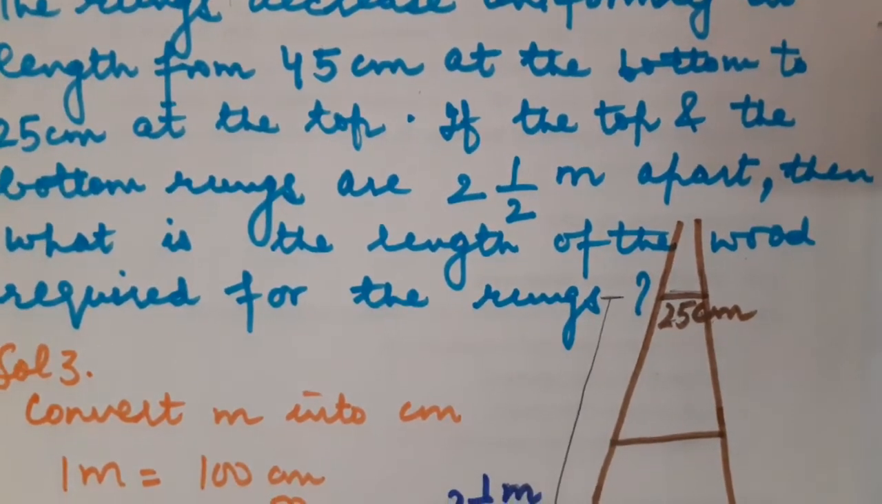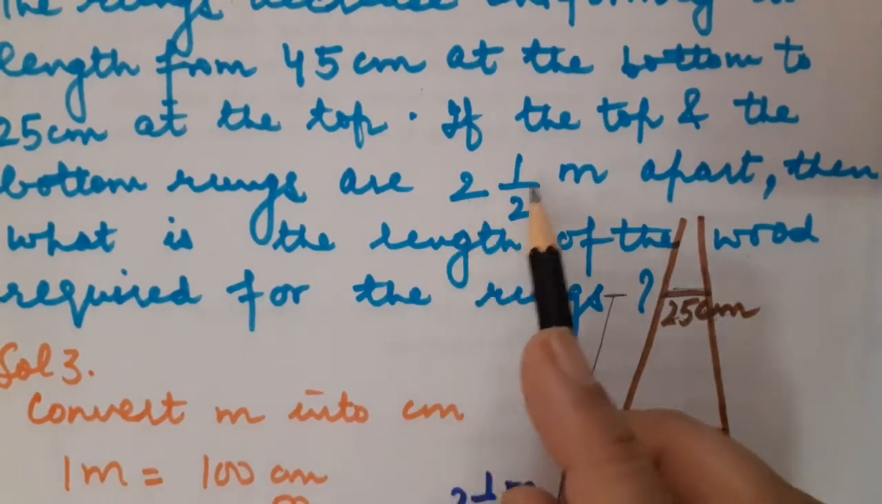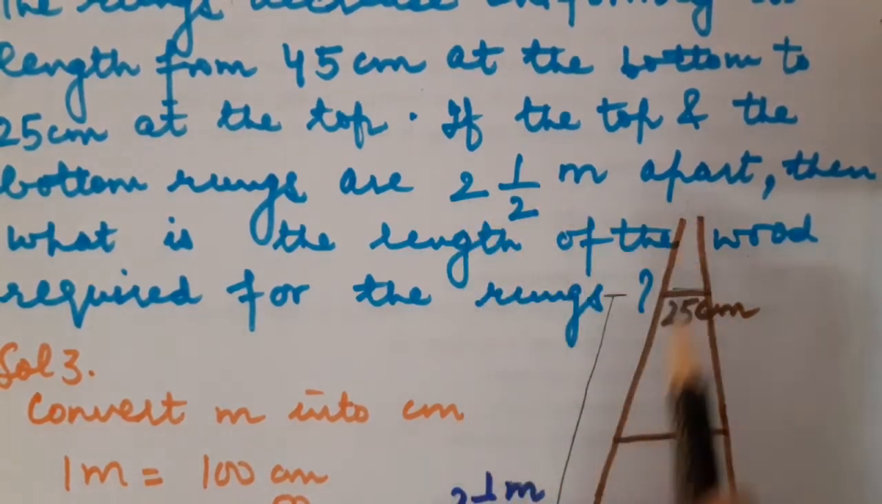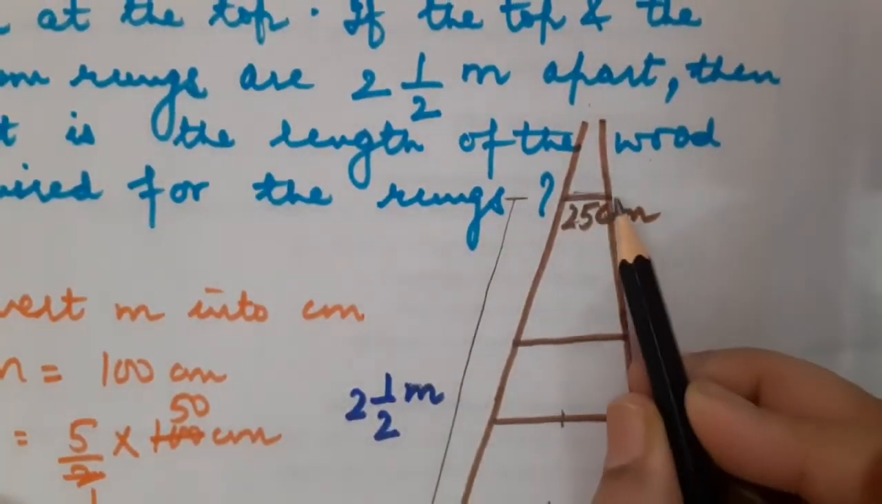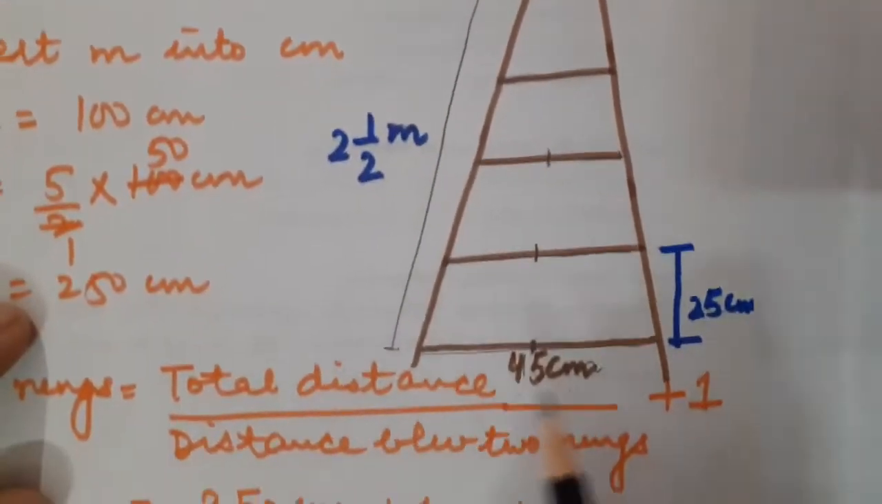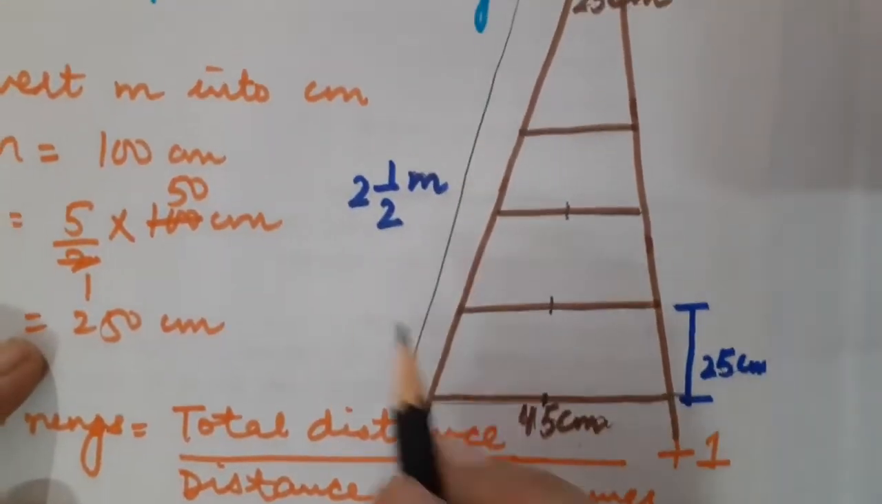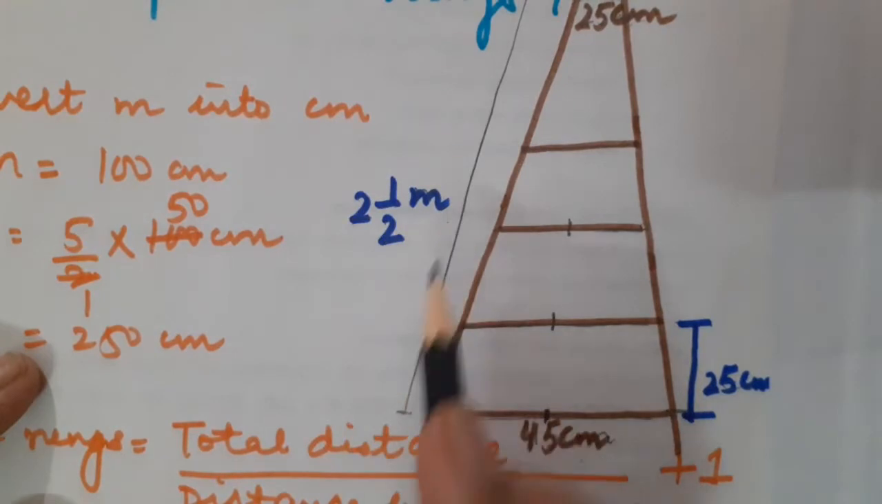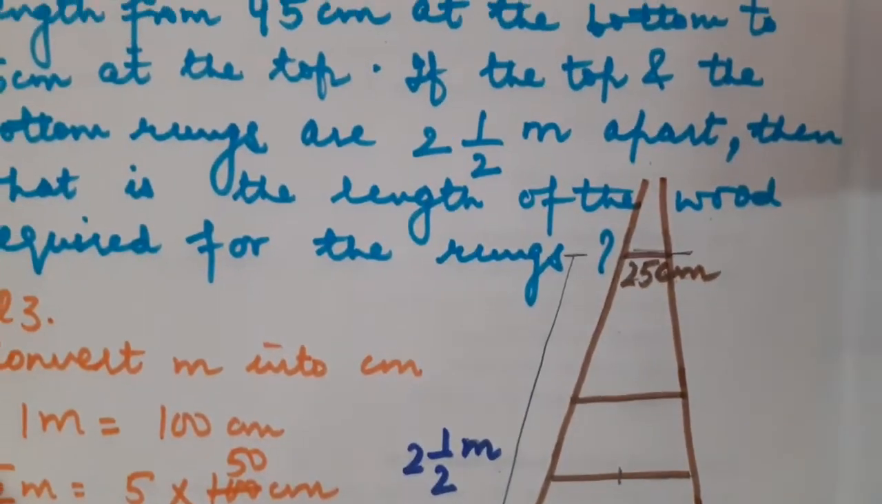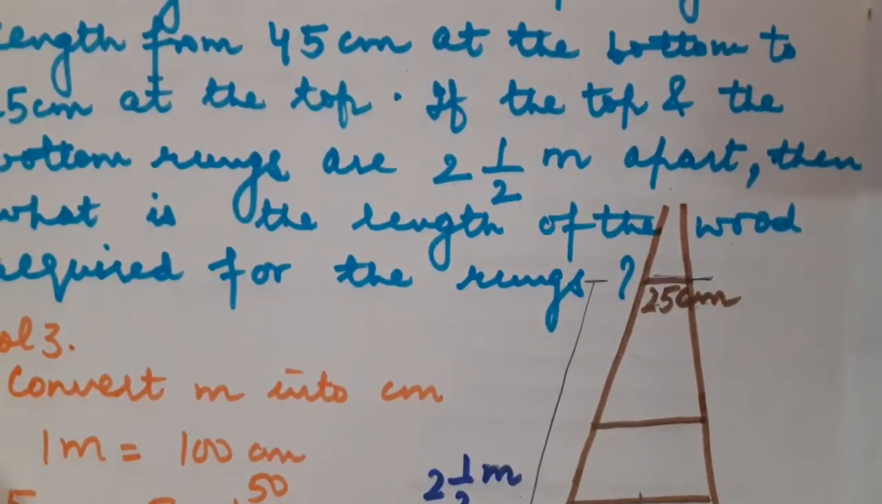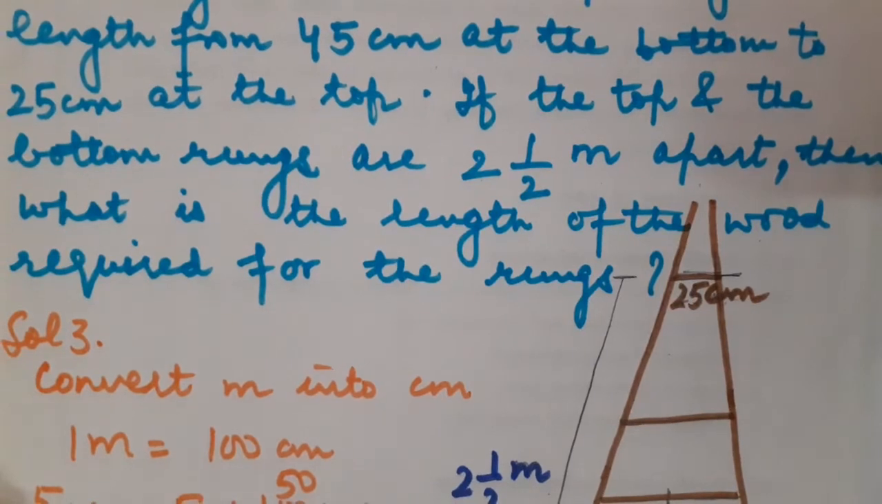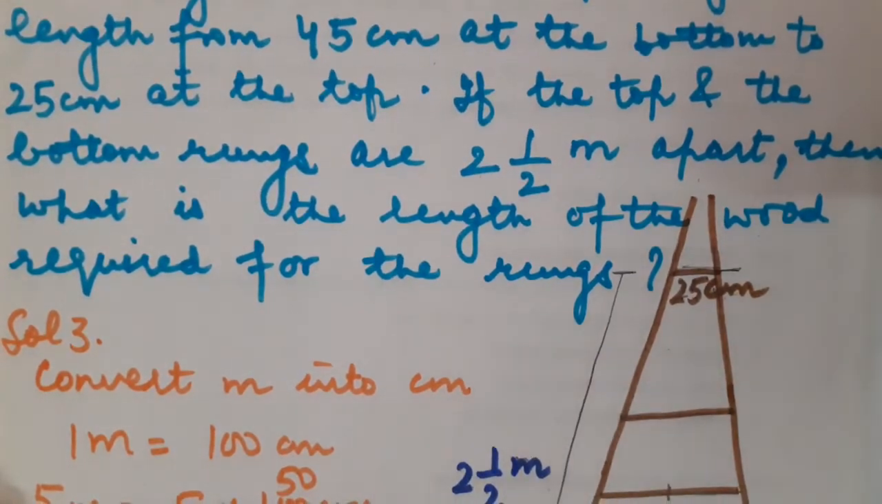If the top and the bottom rungs are 2 whole 1/2 meters apart, means the distance between this top rung and the bottom rung is how much? That is 2 whole 1/2 meters. Then what is the length of the wood required for the rungs? Basically, we will have to tell how much wood is required to form all these rungs.